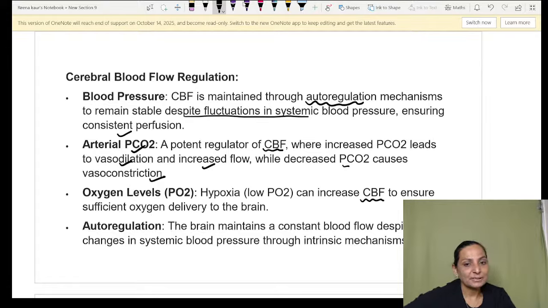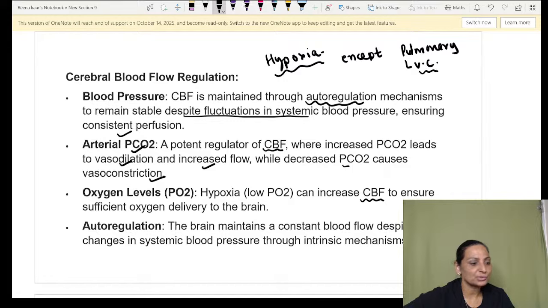Just one consideration over here: hypoxia causes vasodilatation in every circulation except pulmonary circulation. So classically, hypoxia in pulmonary circulation is going to cause vasoconstriction, which is favorable because it redirects the blood flow to the better ventilated alveoli, so that the ventilation perfusion mismatch does not occur.